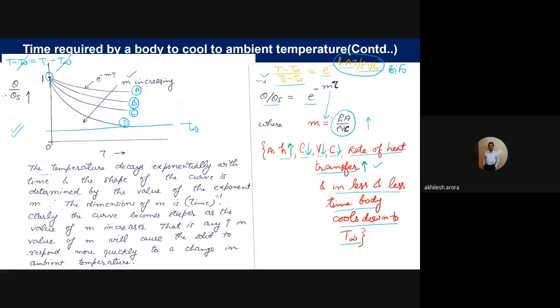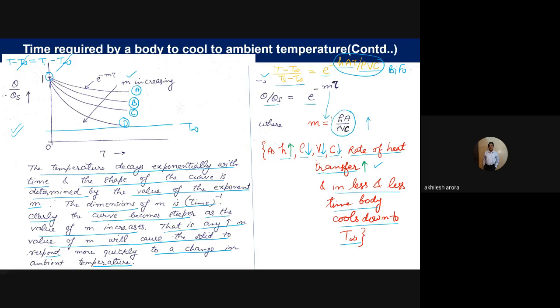So this says that the temperature decays exponentially with time, and the shape of the curve is determined by the value of the exponent m. And this I have already told you: the dimension of m is time raised to power minus 1. So it is basically second raised to power minus 1 or minute raised to power minus 1. Clearly, the curve becomes steeper as the value of m increases. That is why an increase in the value of m will cause the solid to respond more quickly to a change in ambient temperature.